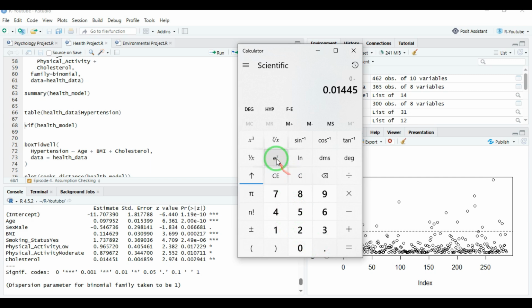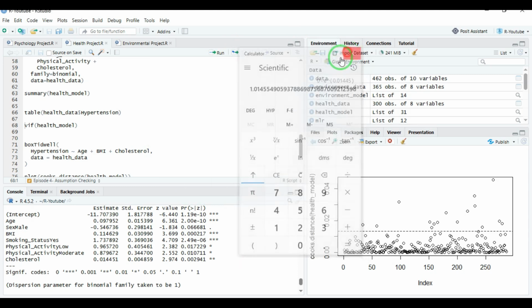And the last one is cholesterol level. The coefficient for cholesterol level is 0.01445 with p-value of 0.00294. And the calculator gives us an odds ratio of approximately 1.0146, which means that each 1 unit increase in cholesterol is associated with approximately a 1.4% increase in the odds of hypertension, considering that we hold other variables constant.